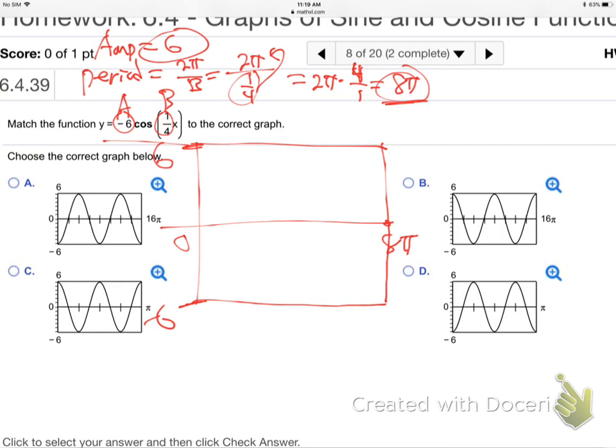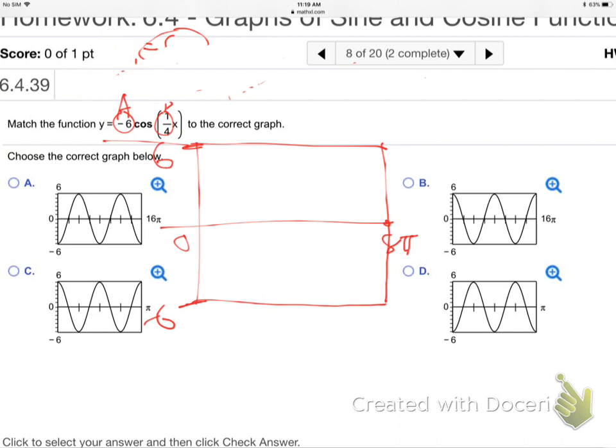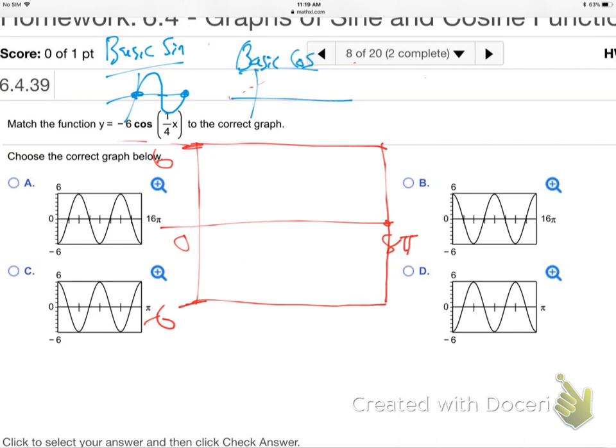Now, we got to talk about basic cosine, how that's different than basic sine. I know I've said it a couple times, but let me be real clear with it. So again, basic sine. What's the basic sine? Starts at the origin, goes up, down, back to 0. Basic cosine. What does basic cosine do? Starts high, goes down, back high. Makes kind of like a U shape.